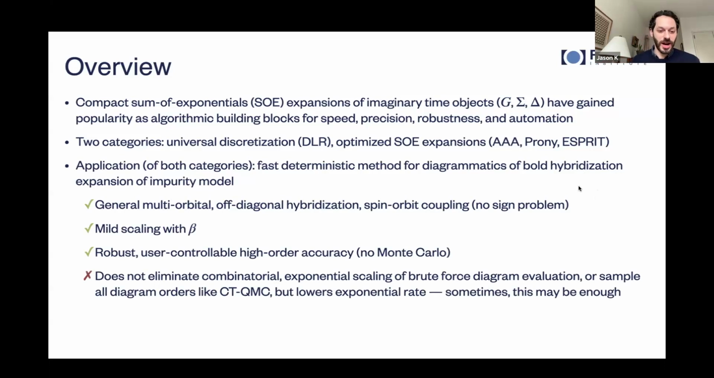We're not going to try to completely eliminate the combinatorial and exponential scalings that appear in evaluating diagrams up to a given order, or try to sample all diagram orders, but we are going to lower the rate of exponential scaling up to a point where we can go beyond the very low diagram orders which have sometimes been used, and time will tell for how many problems this is enough.